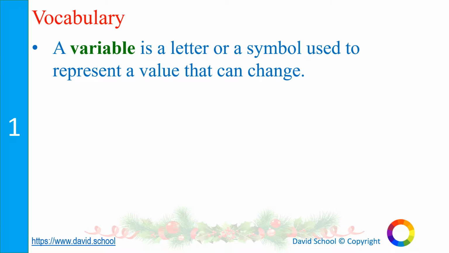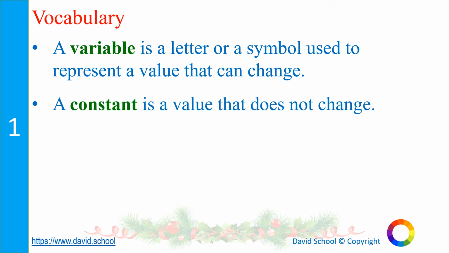Let us see some vocabulary. A variable is a letter or symbol used to represent a value that can change. We have learned in the first lesson, variables are generally English alphabet. We also use Greek alphabet in math. A constant is a value that does not change. A constant is a number.